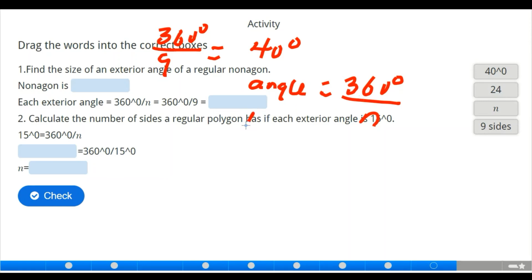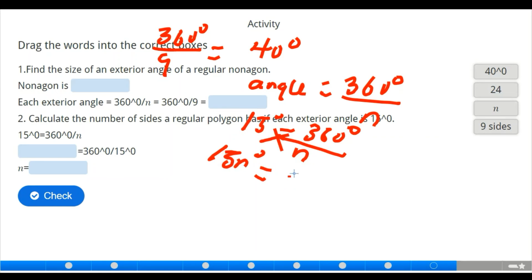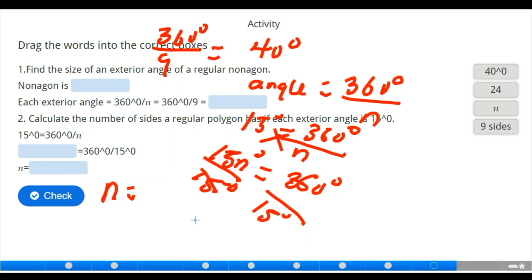So all we have to do is write 15 degrees equals 360 divided by n. Then we cross multiply, right? So n multiplied by 15 is 15n, equals 360. We want to get n, the number of sides of that regular polygon, so we divide through by 15. Having that, we cancel 15 and we have n left here. How many times can 15 go into 360? That is 24. So the number of sides of that regular polygon is 24. So let's put the right answer in the boxes here.